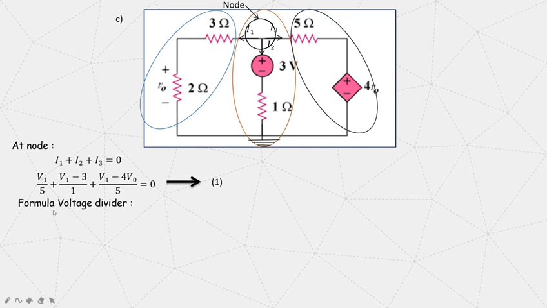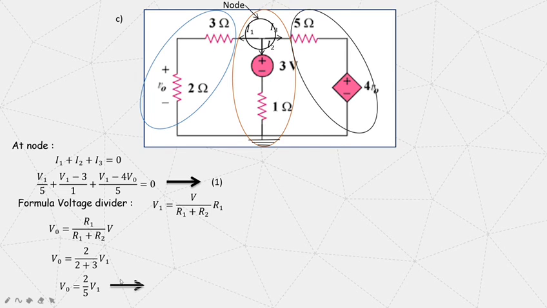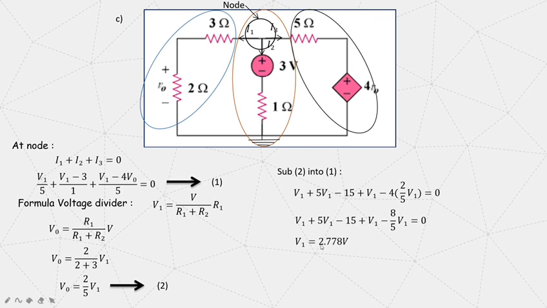Next, we need to find our second equation by using the voltage divider formula. To find V0, we substitute R1 equals 2 ohm and R2 equals 3 ohm. Then we will get our second equation. Next, we substitute the second equation into the first equation. Then we will get V1 equals 2.778 volt. Lastly, we substitute V1 into the second equation. We will get the final answer, which is V0 equals 1.111 volt.